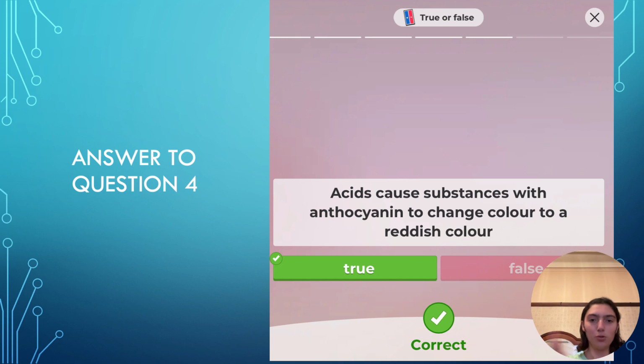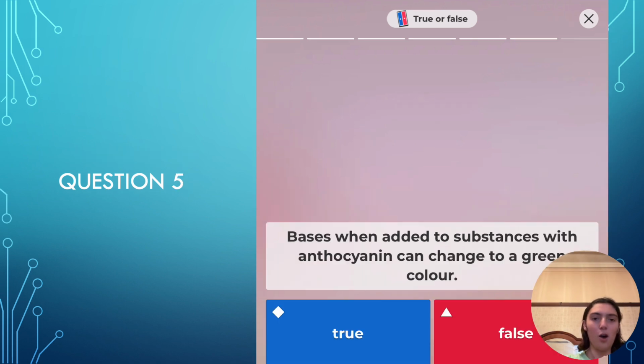The answer was true. Now, bases, when added to substances with anthocyanin, can change to a green color. True or false?